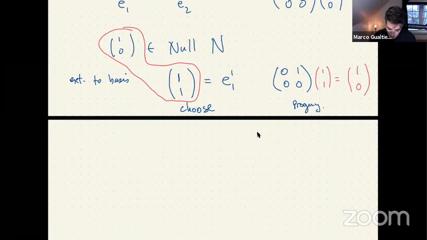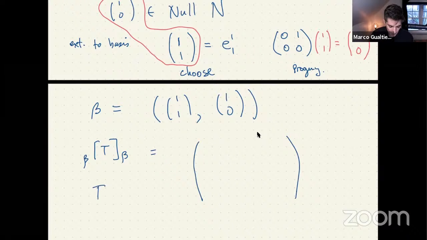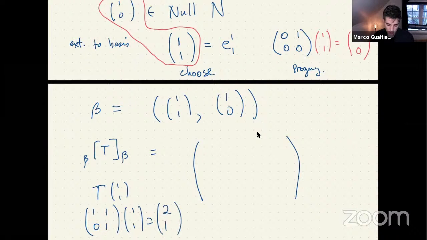So now I want to write the matrix. So I have a basis, which is 1, 1, and 1, 0. And I want to write my matrix T in the basis beta, beta. Okay, so what happens if you apply T to 1, 1? Well, T was 1, 1, 1, 0. This is going to give me 2, 1. And 2, 1 is the sum of these two basis elements.